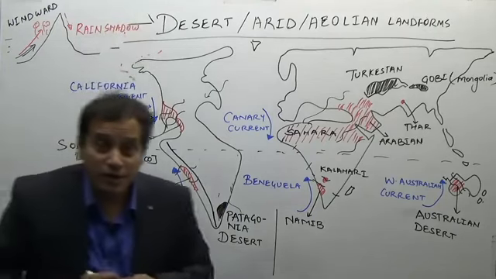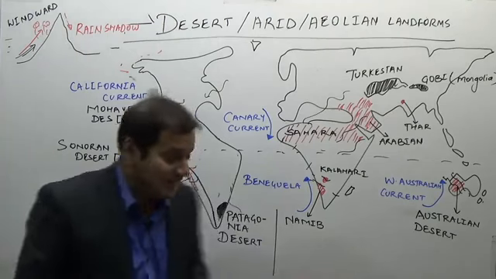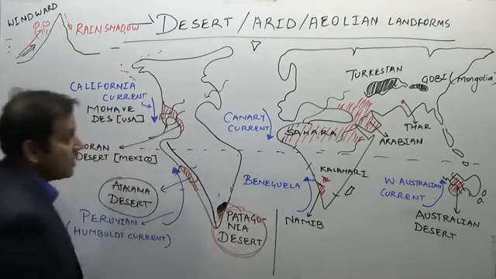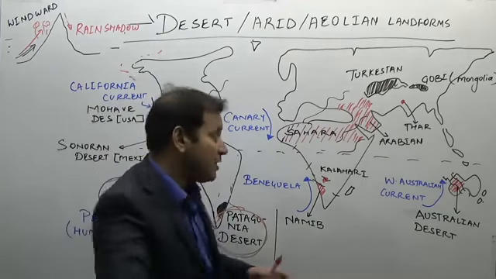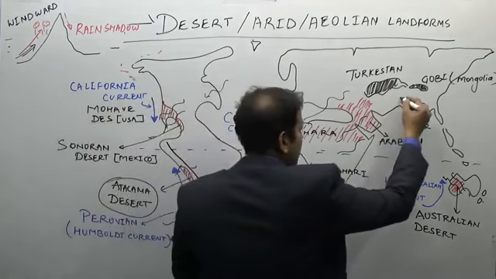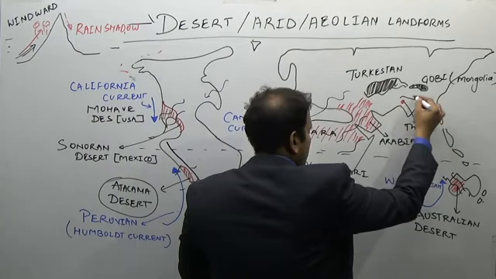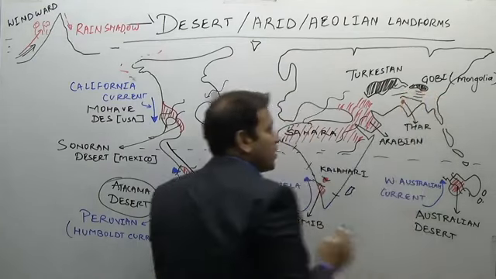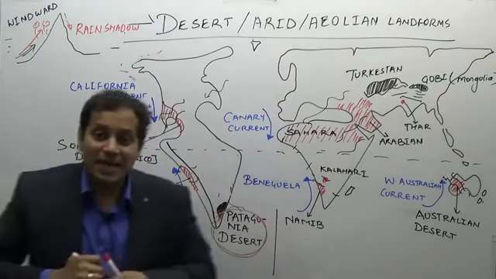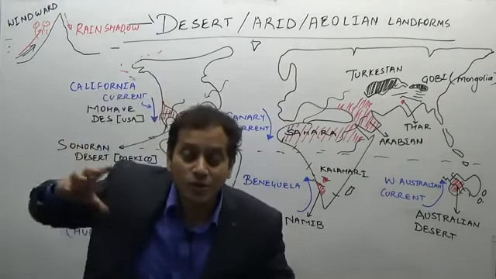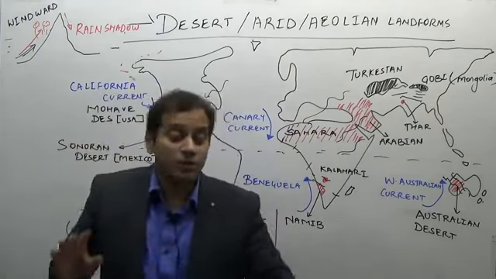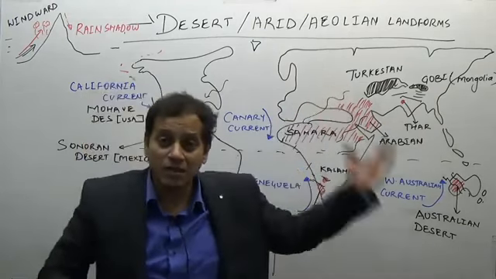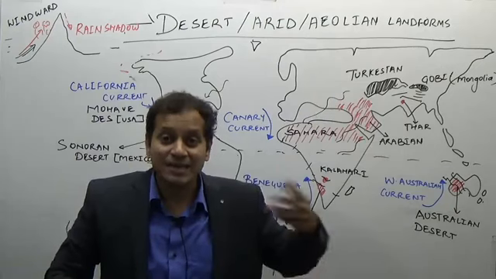So it does not receive the rainfall. So the Patagonia desert, this desert is due to the rain shadow effect of the Andes. Now you see here there are numerous mountains, Himalayas, Tian Shan, Kunlun Shan, Altai Shan, Pamir Knot. There are numerous mountains here, and therefore the winds also cannot go to the interiors, resulting into the desert of Central Asia. Now this covers the country of Turkmenistan, Kazakhstan, Kyrgyzstan.